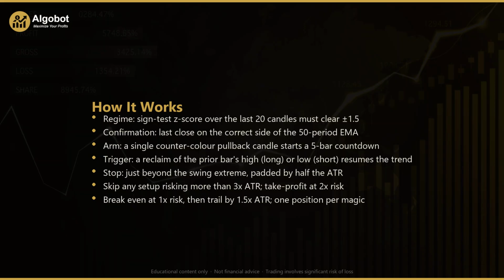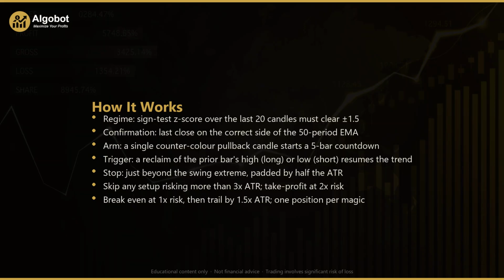Now risk management, which is engineered around a modest drawdown target. When a trade is taken, the stop loss is placed just beyond the structural swing extreme of the pullback leg, scanned over the last 4 bars, and padded by half the average true range. If the resulting risk is wider than 3 times the average true range, the setup is skipped entirely, so no outsized trades are taken. The take profit is set at a reward-to-risk multiple of 2.